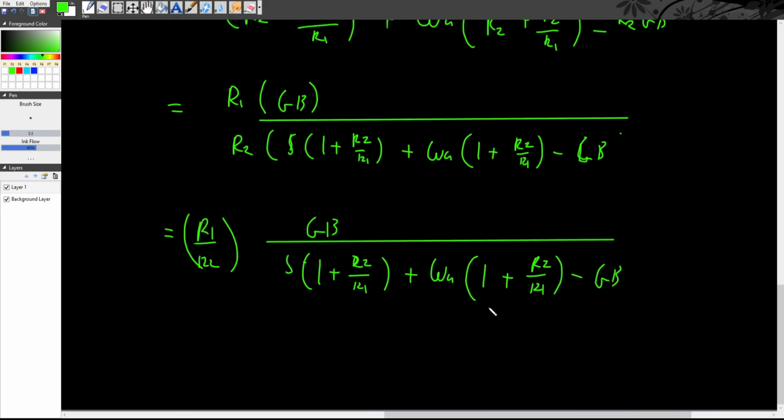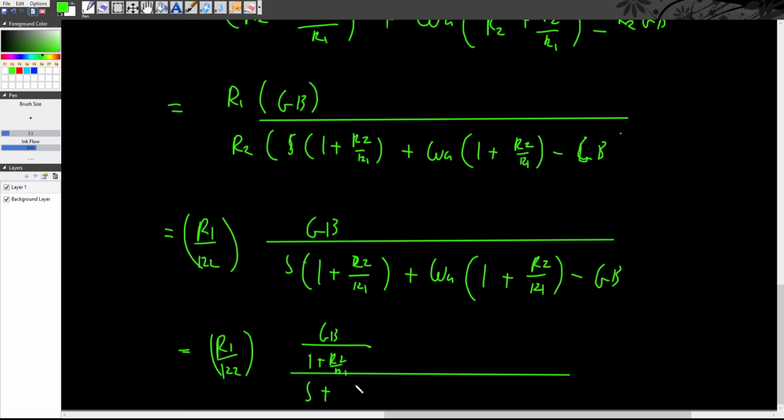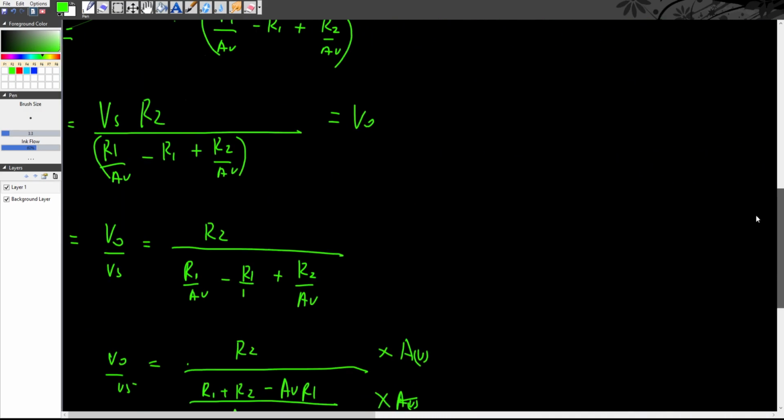So if we divide this entire side of the term by 1 plus R2 by R1 on all top and bottom, we're going to get R1 by R2 all on its own over GB all over 1 plus R2 by R1, divided by S plus omega A minus GB all over 1 plus R2 by R1. And there we go. That is the answer to the question that is right here.